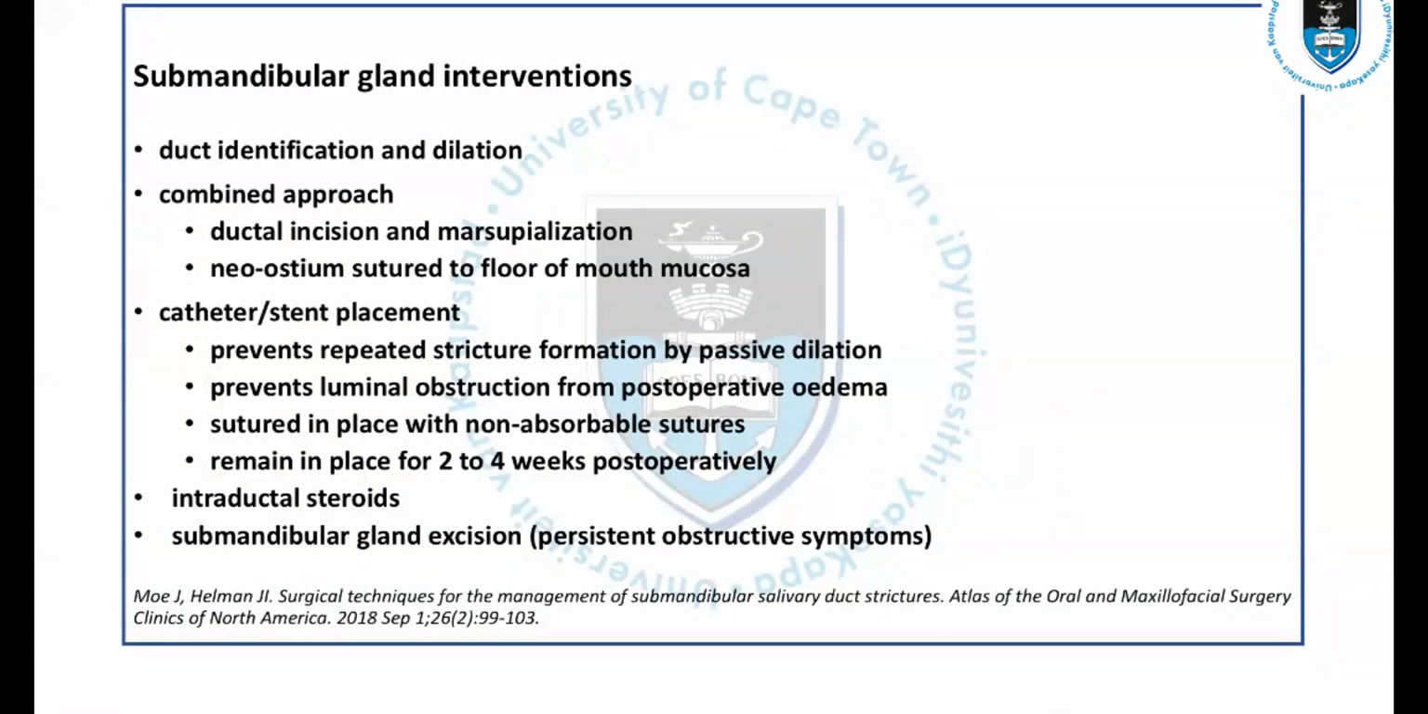Stent placement into the duct at the termination of the procedure prevents repeated stricture formation by passive dilation and prevents luminal obstruction from post-operative edema. Stents are sutured in place with non-absorbable sutures and remain in place for 2 to 4 weeks post-operatively. Intraductal steroids may be beneficial to prevent fibrotic remodeling in cases of inflammatory stenosis. In case of persistent obstructive symptoms following sialendoscopy, submandibular gland excision may be necessary.